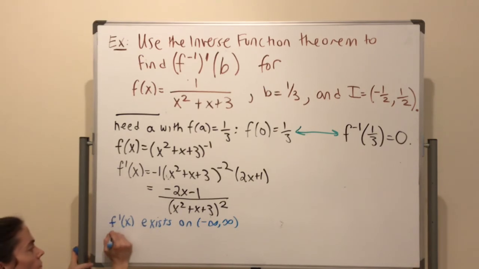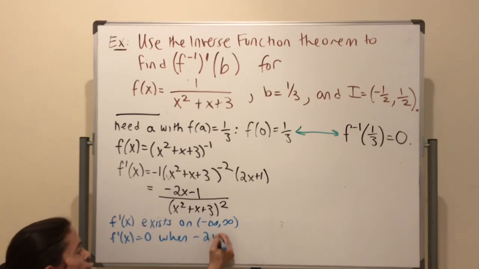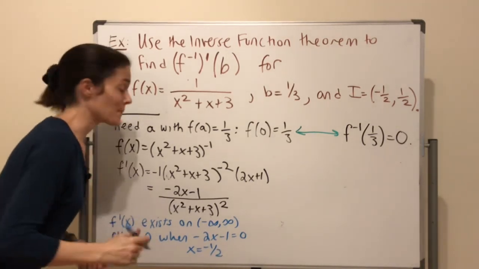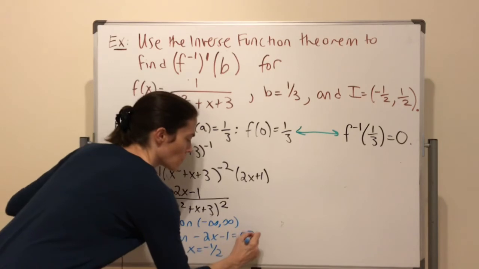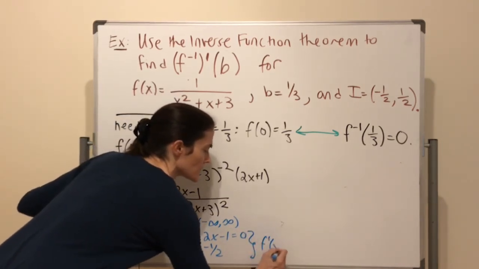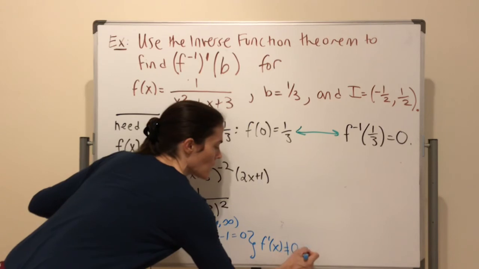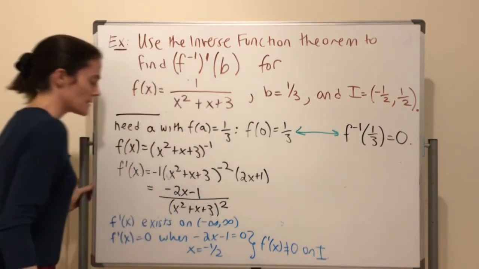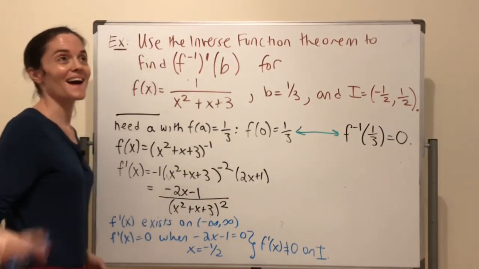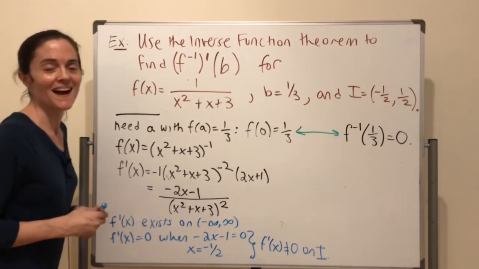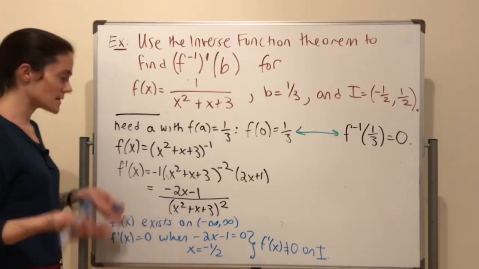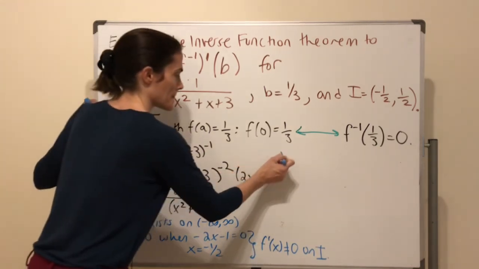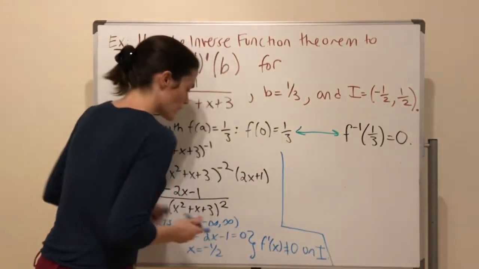F prime of x equals 0 when minus 2x minus 1 is 0, or x is negative 1/2. But this is not in my interval. And so here we get the derivative is not equal to 0 on I. So the function is differentiable on I, and the derivative is not equal to 0 on I. We may use the inverse function theorem. So I will do that over here.